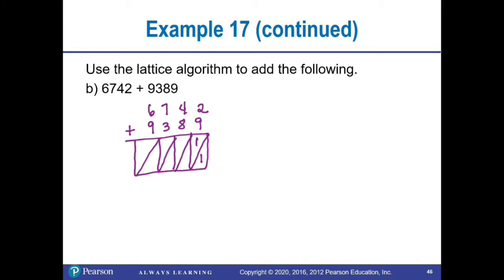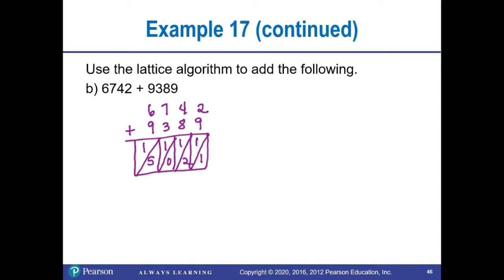4 plus 8 is 12. The tens digit goes in the top triangle. The ones digit goes in the bottom triangle. 7 plus 3 is 10. Again, the tens digit goes in the top triangle. The ones digit goes in the bottom. And 6 plus 9 is 15. The tens digit goes in the top triangle. The ones digit goes in the bottom triangle.